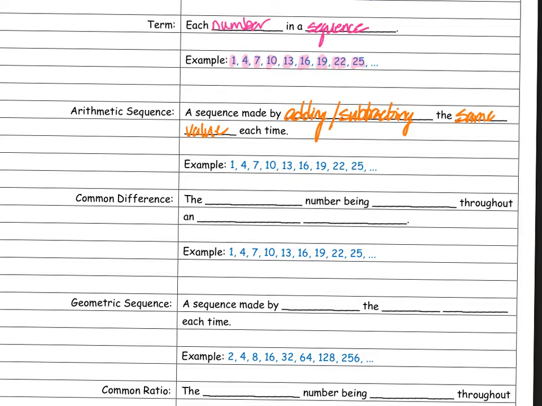So let's look at our sequence. We have the same sequence again. I'm just using the same one. How do I get from 1 to 4, and 4 to 7, and 7 to 10, and 10 to 13, and so on and so forth? Well, what am I doing? I'm adding 3. So I'm adding the same number or the same value every time. I'm adding 3 to each term to get to my next term.